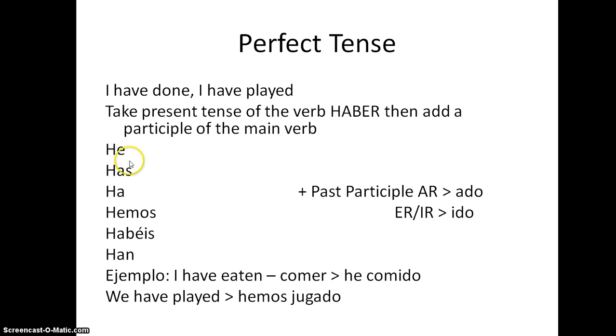So let's have a look at the verb haber first. He, has, ha, hemos, habéis, han. So I have, you have, he, she, it has, we have, you plural have, and they have. And then we add the past participle.